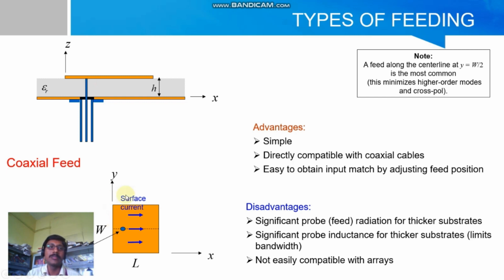Let us take one example, coaxial feed. If you have a coaxial cable, you have to take the pin out of the coaxial and solder it on the patch antenna by drilling a wire hole in the substrate. By this method you can feed the antenna and bias it such that it gives a good radiation pattern.